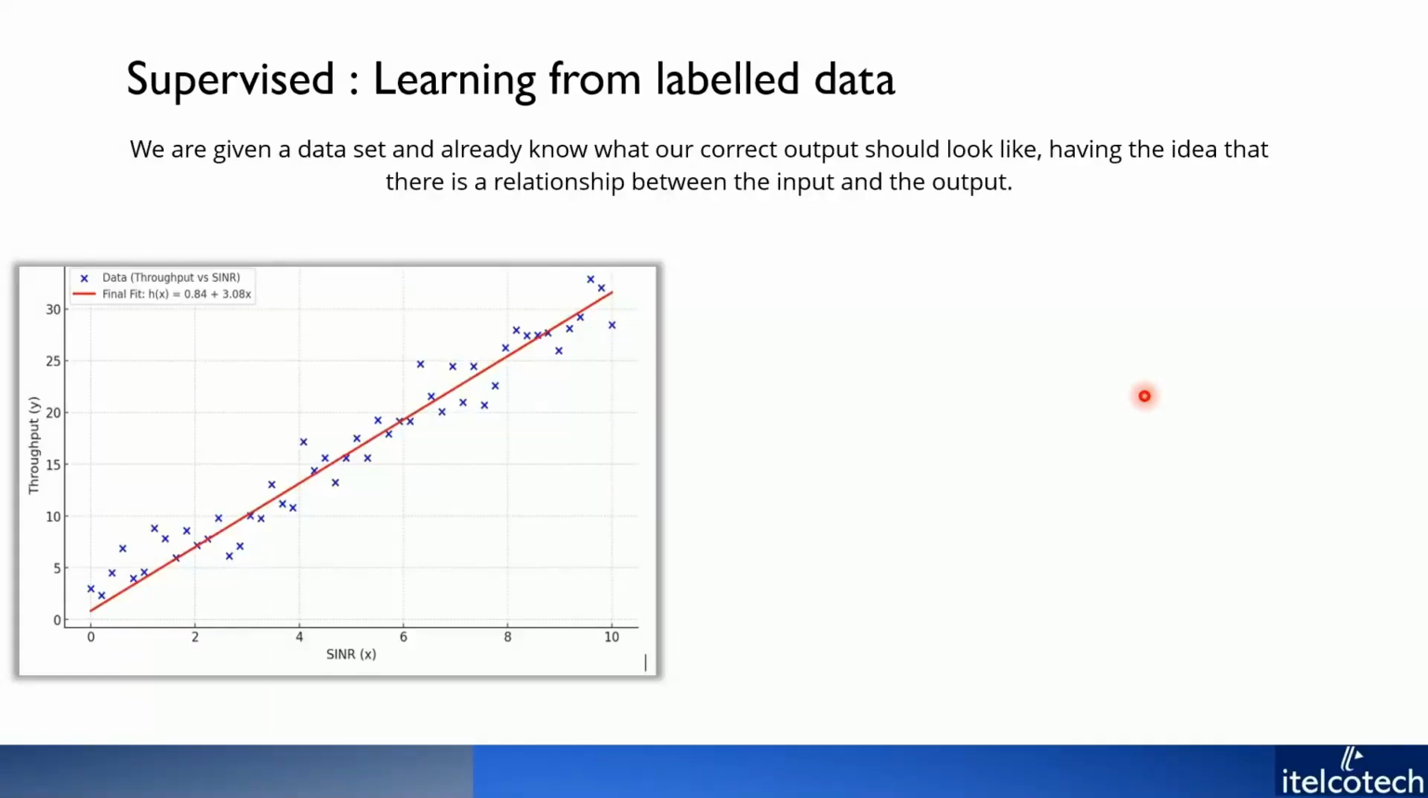Now, talking about supervised learning, where we know the output and we have certain inputs. We have a quality, which we are referring to here as the signal to interference and noise ratio, as an example for technical people. Let's take an example of a 4G network. With changing signal to interference and noise ratio, or in layman's language, signal quality, how is my throughput going to change? And throughput is the user speed or data speed.